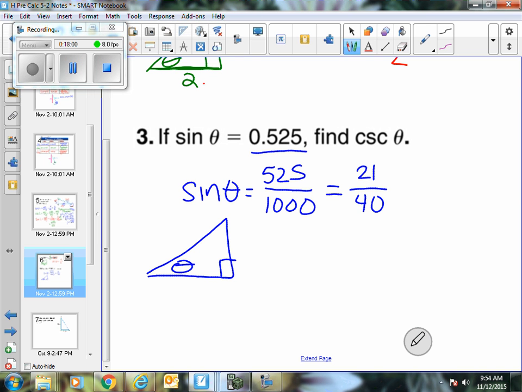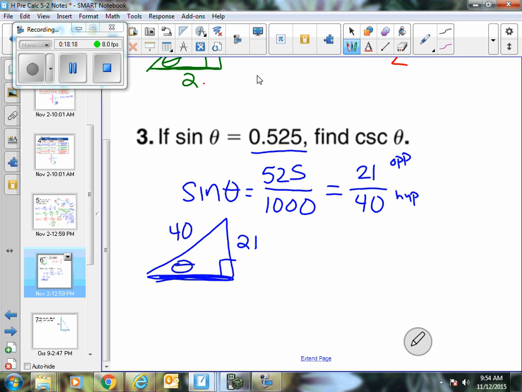So I'm just going to pick my theta to be down here. Sine is opposite over hypotenuse. So the side that's opposite theta would be over here. The hypotenuse is there. Could I find this side of the triangle, the third one? Sure, I could use the Pythagorean theorem, depending on what they wanted me to find.